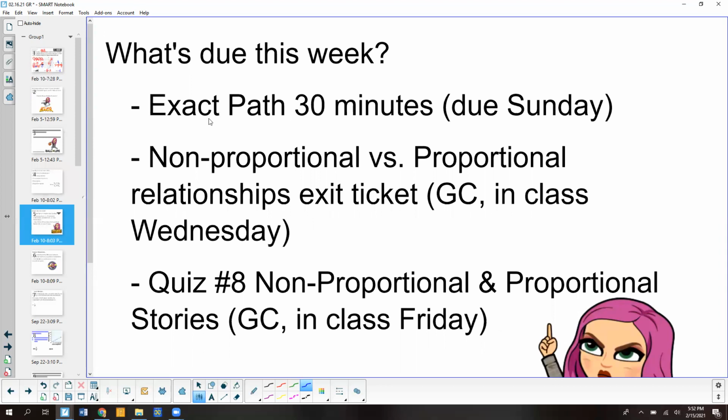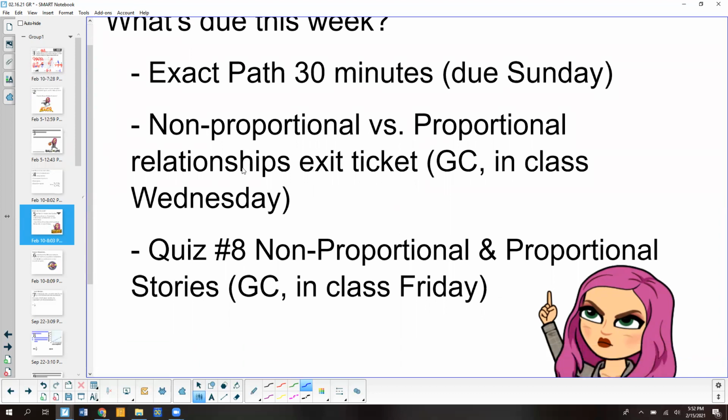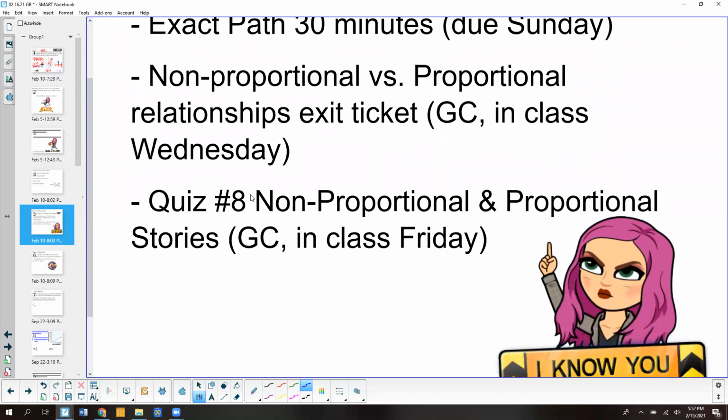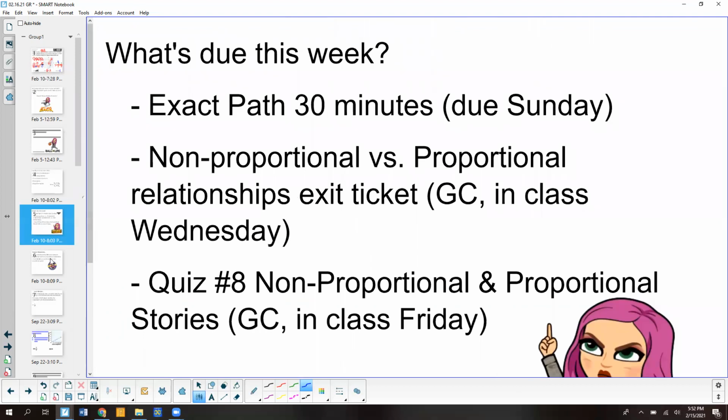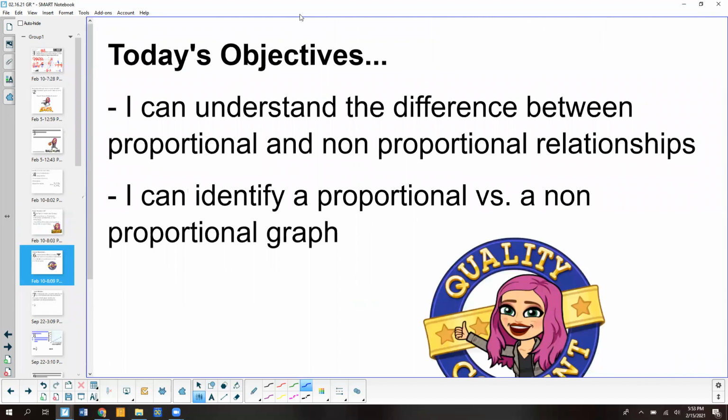What's due this week? You guys obviously have your exact path 30 minutes due every single week. We're going to have an exit ticket that, if we don't get snowed out, we'll do in class. And you guys might have a quiz. I will let you know about that depending on when we can get in to see each other. But I just want to make sure that you guys all know what's on your radar for a grade this week. All right, today's objectives.